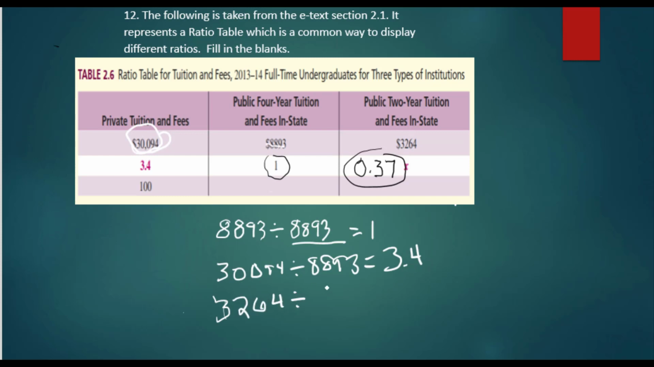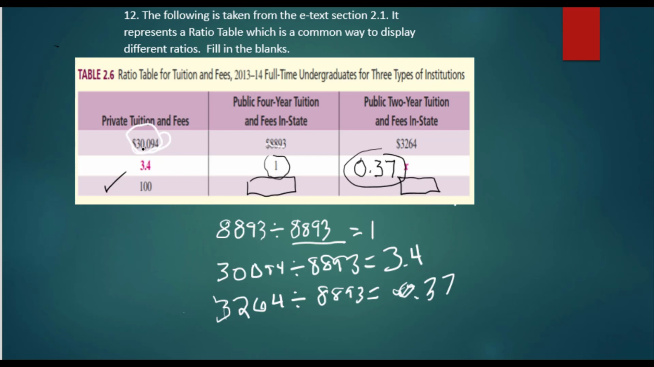How about if I now take 3264 and divide it by 8893? What do you think I'm going to get? You're right. Yep. 0.37. Okay, so let's look at this one. To go from here to here, I'm going to find the number that when I multiply this by, I get 100. And over here, I'm going to do the same thing.